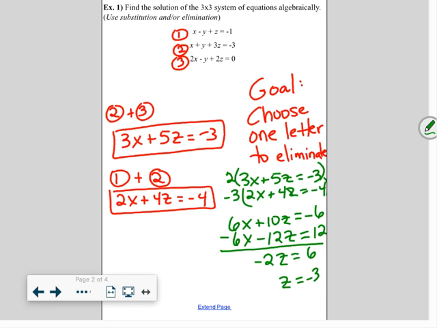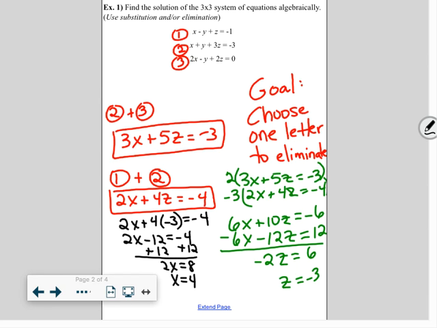Now you're going to back substitute into one of the boxes. Did everybody get z was negative 3? Then I'm going to back substitute into any of the ones with just the 2 letters, because if I plug it into the top one, it's going to be a lot more work. So I'm going to do 2x plus 4 times negative 3 equals negative 4. So this is 2x minus 12 equals negative 4. Adding 12, I get 2x equals 8.